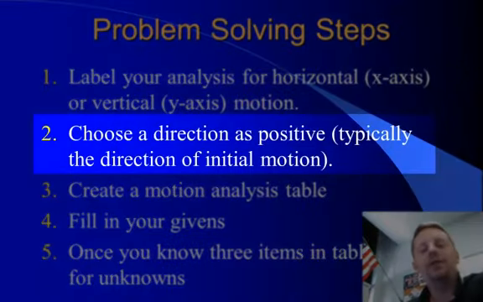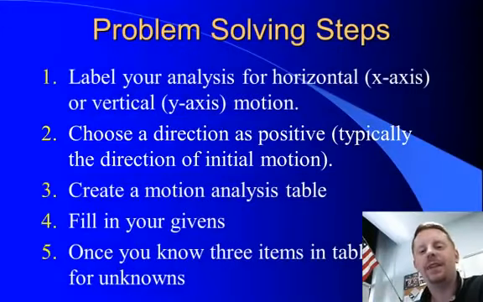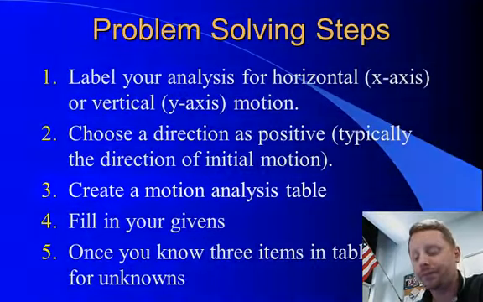Next, we need to choose a direction to be positive. And the easiest way to do this is if you pick the direction of an object's initial motion and call that positive, it's consistent. You really can pick any direction you want, but if you're consistent, you'll always be doing it the same way, less chance for error.